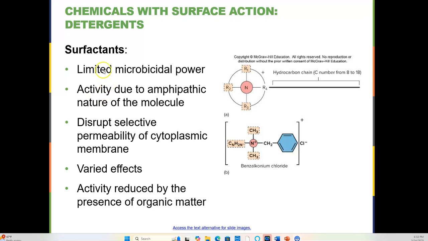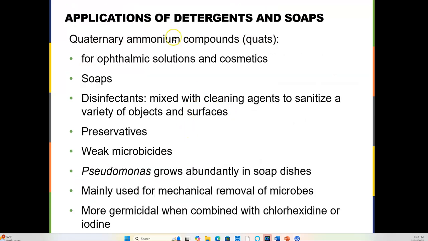Surfactants, like I said, have limited microbicidal power due to the amphipathic nature of the molecule. They disrupt the selective permeability. They have varied effects, and activity is reduced by the presence of organic matter. Quaternary ammonias, or quats, are used for ophthalmic solutions and cosmetics, soaps, and disinfectants mixed with cleaning agents to sanitize a variety of objects. Can also be used in preservatives, weak microbicides.